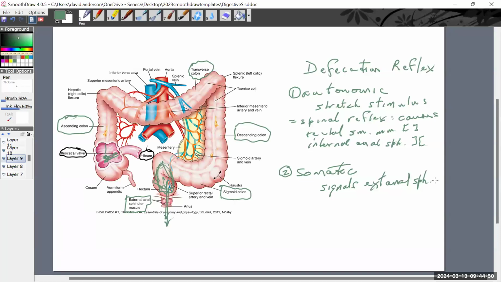And the external anal sphincter is skeletal muscle, so it's under voluntary control. And when we feel that stretch and initiate the autonomic reflex that would allow the excretion of this waste, we can overcome it with conscious signaling that activates the external anal sphincter to constrict or contract. And if the external sphincter contracts, it prevents the elimination of the contents from the rectum.